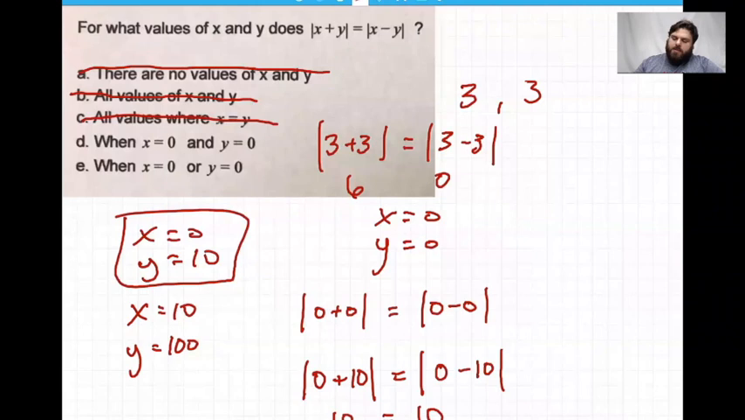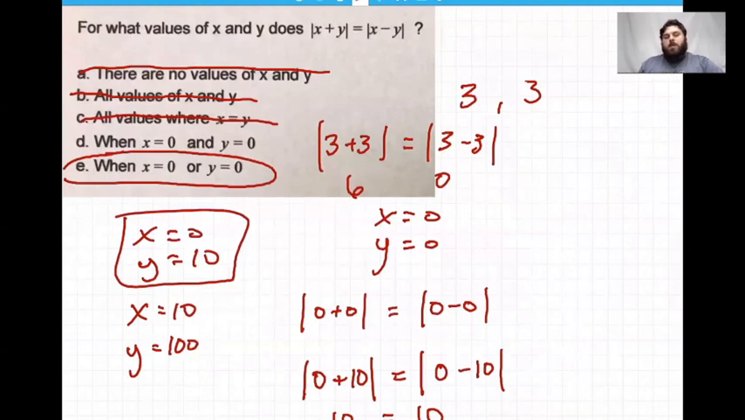So because we're allowed to have just either one of those, it could be both, but either one would be the best answer. So we're going to say E, when x is 0 or y is 0.